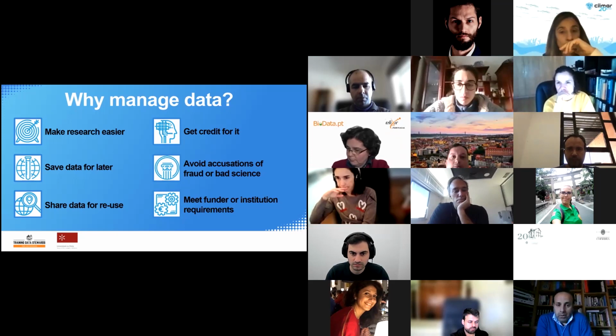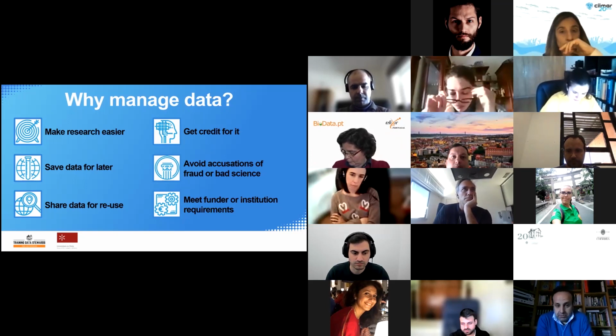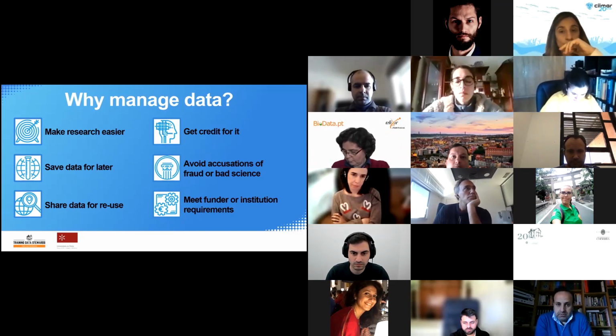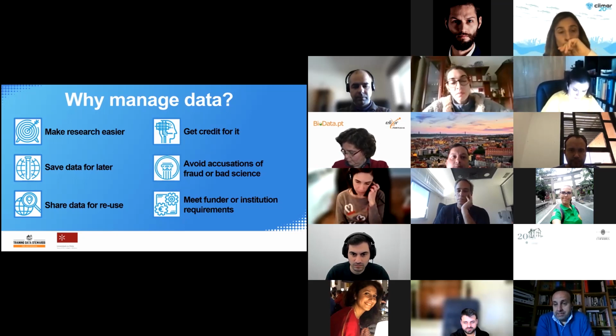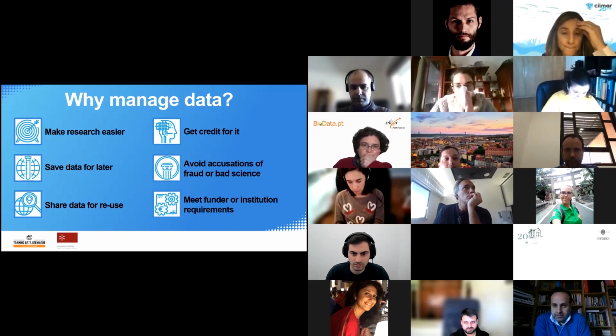Properly documenting data and attaching the right licenses will make our life easier in terms of sharing data for reuse, to make it reproducible. Publishing data in repositories with the right licenses is also a possibility to be cited, not only our publications but also the data that we publish, and so get credit for it.